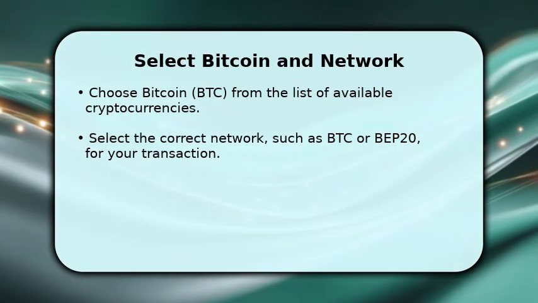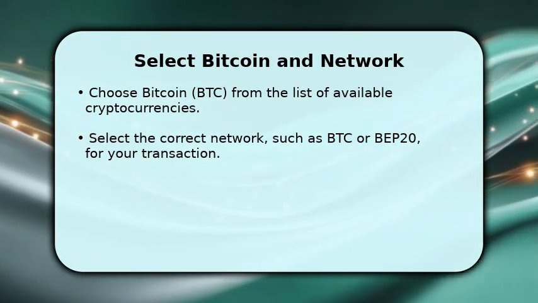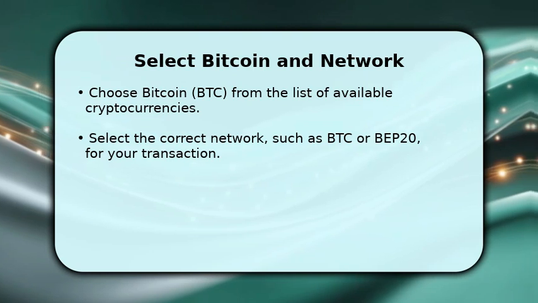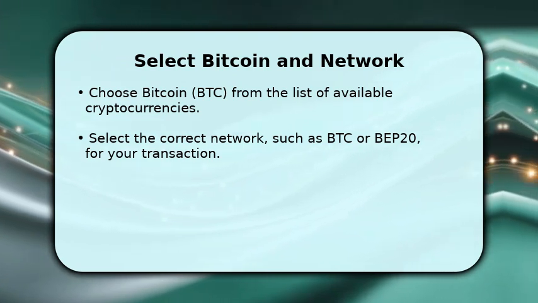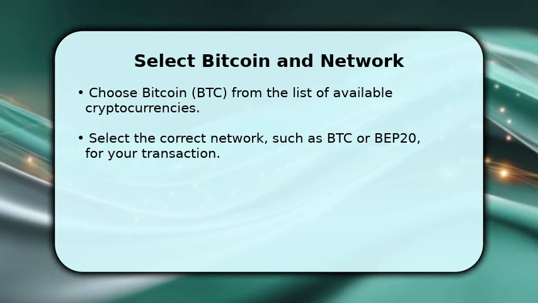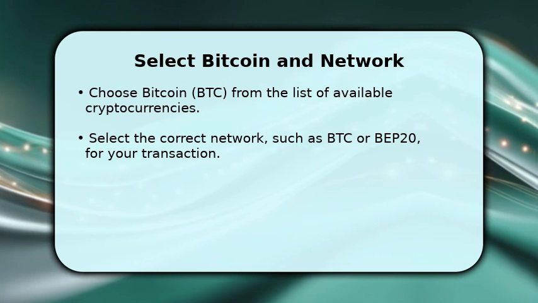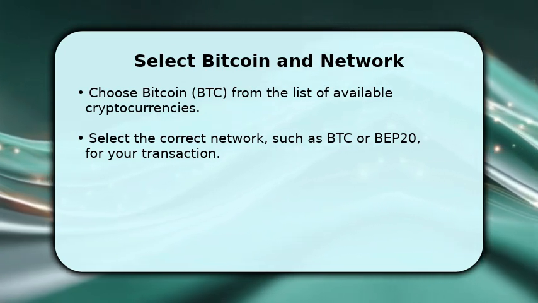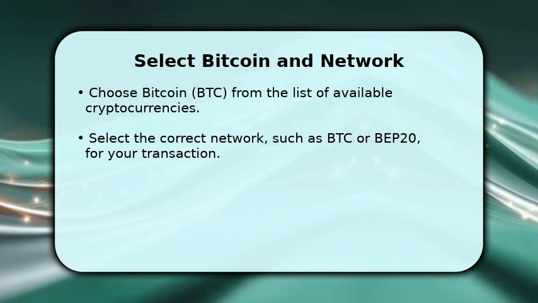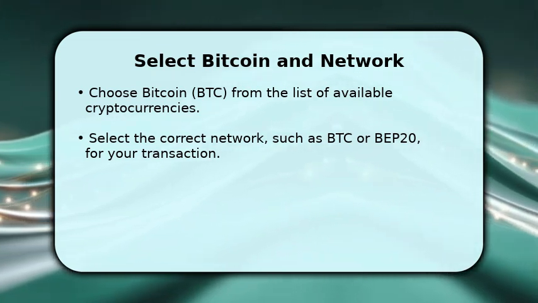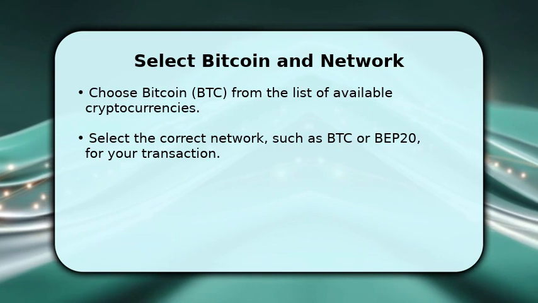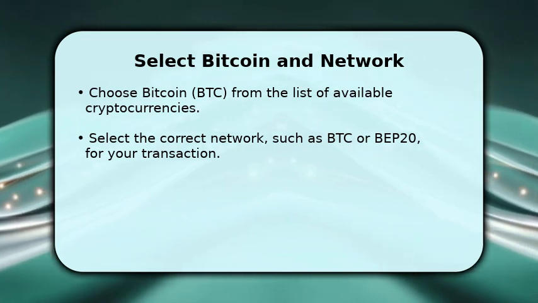Once you're in the withdrawal area, select Bitcoin or BTC from the list of cryptocurrencies. Next, you'll choose the correct network for your transaction. This is crucial. Selecting the wrong network could result in permanent loss of your funds. Common networks include BTC, which is the Bitcoin network, or BEP20, which is Binance Smart Chain. Always confirm the recipient's network.